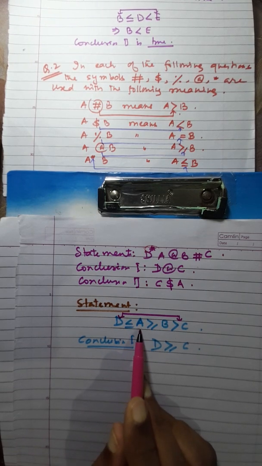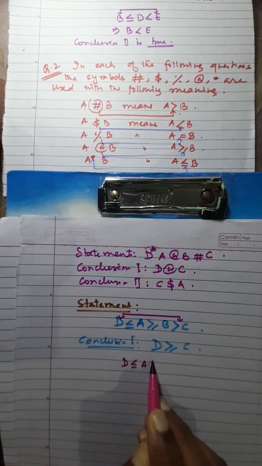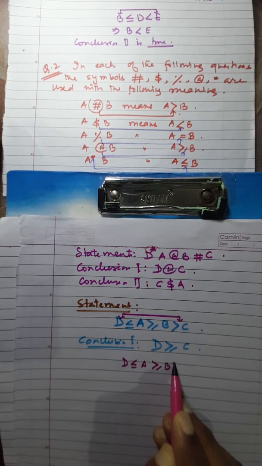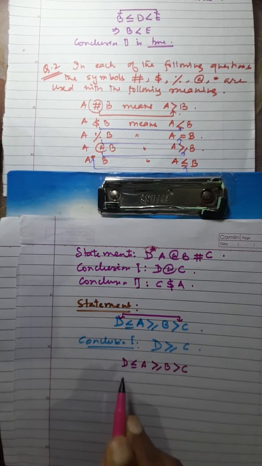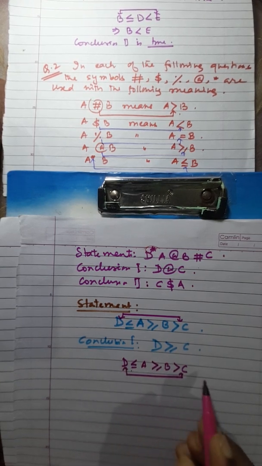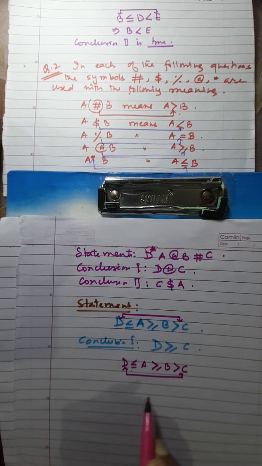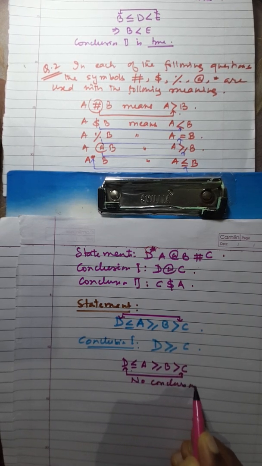So D is less than or equal to A, A is greater or equal to B, B is greater than C. That means what? There is no relation, no conclusion between D and C. So no conclusion. We will not get any conclusion.